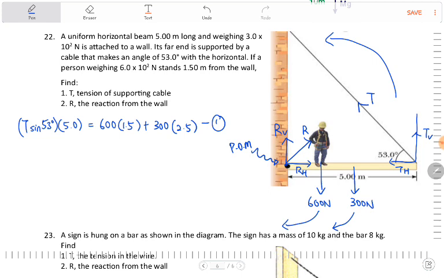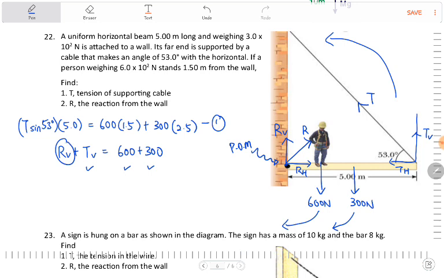And the next thing is to find the reaction from the wall. As I mentioned just now, the reaction is not just in the vertical direction, but is at a certain angle. So we need to find the vertical component and also the horizontal component. To find the vertical component, it's very simple. We can just use balance of the forces, because we know that the upward forces must be equal to the downward forces. Since we already have TV and 600 and 300, we can get the RV quite easily.